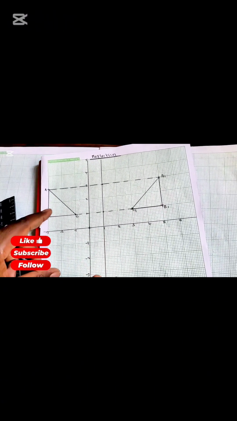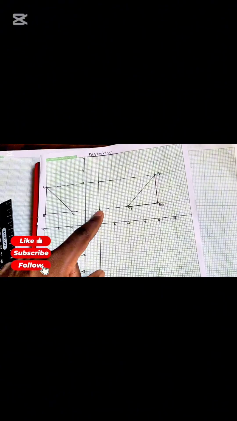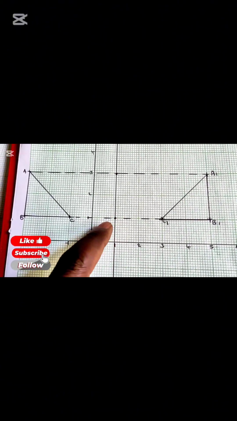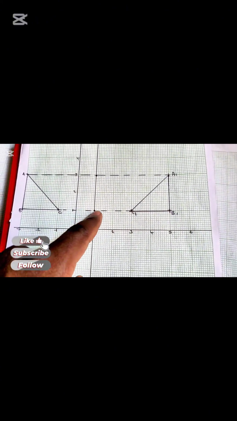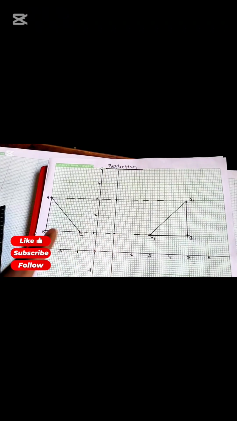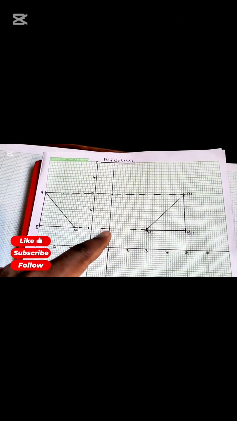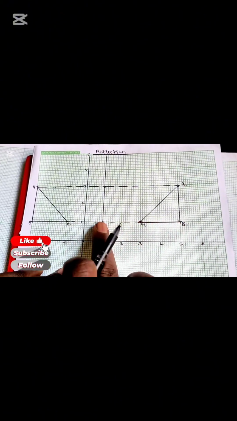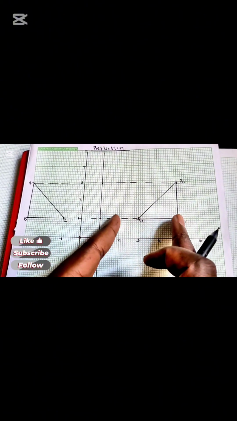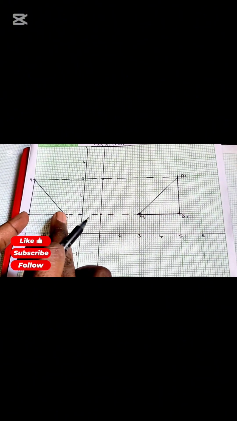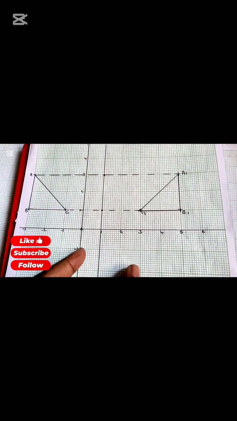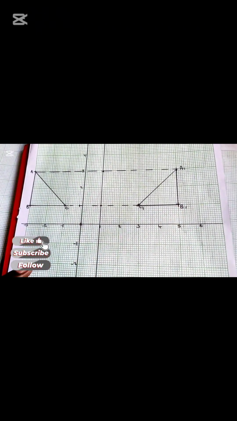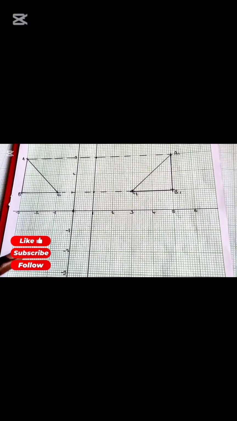So if you take B to this mirror line, and B1 to this mirror line, we get the same distance. For example, 1, 2, 3, 4, we're getting 4 lines. Then 1, 2, 3, 4, also 4 lines. Which means this pre-image to this invariant line and this image to this invariant line share the same distance. So it means it is reflection. In which line?